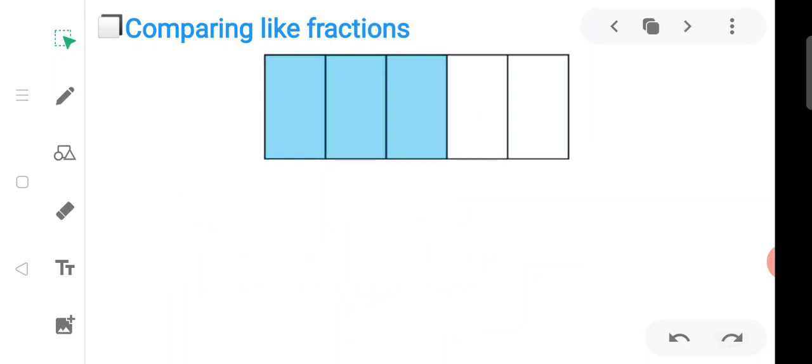Look at this rectangle. This rectangle is divided into 5 equal parts. Each part is 1 out of 5 equal parts. So how can we represent it using a fraction? 1 upon 5. And see, 3 out of 5 equal parts are colored. How can we write it using a fraction? 3 upon 5. 3 upon 5 means 1 upon 5 plus 1 upon 5 plus 1 upon 5.